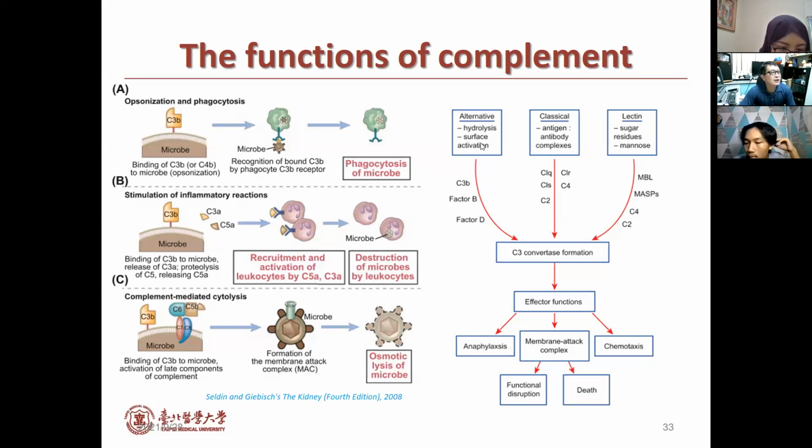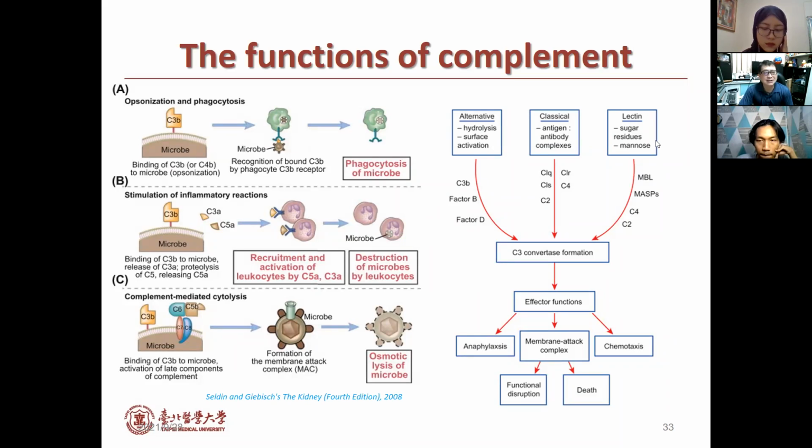What happened? The first one is the classical way. This one is bound to the Fc receptor, starting from the C1 complex. Eventually they are going to turn to the C3 convertase formation. Another one is the alternative pathway, which doesn't need to recognize the Fc receptor. The hydrolysis in the cytoplasm turns into this pathway.